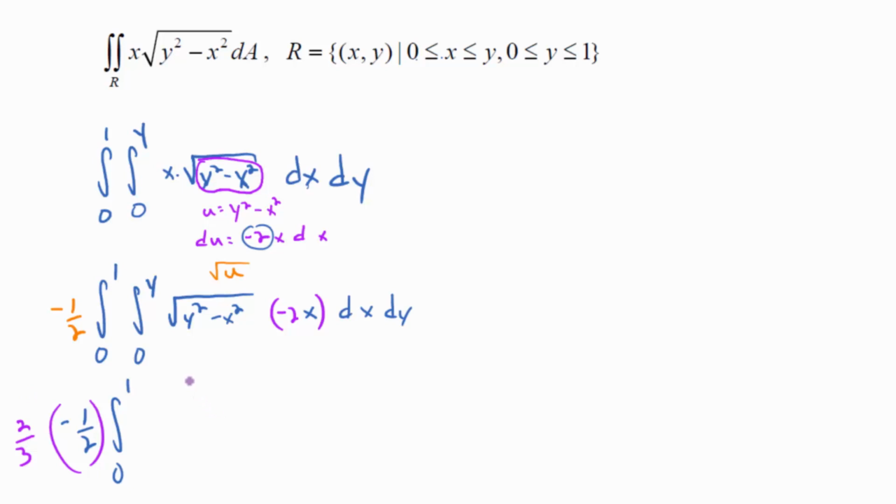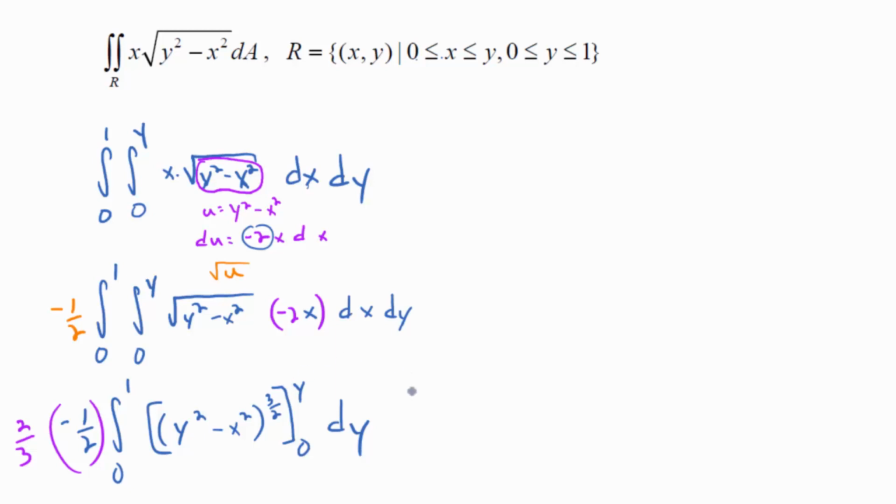That comes from flipping. Okay, so it's u to the 1/2, so you add 1 and get 3/2. So you flip that and multiply out in front by 2/3, right? That's where that's coming from. And then the guy left inside is y squared minus x squared to the 3/2 power, right? And then evaluated from what to what? 0 to y, and then we still have the dy out here. Does everybody buy that? Yeah?